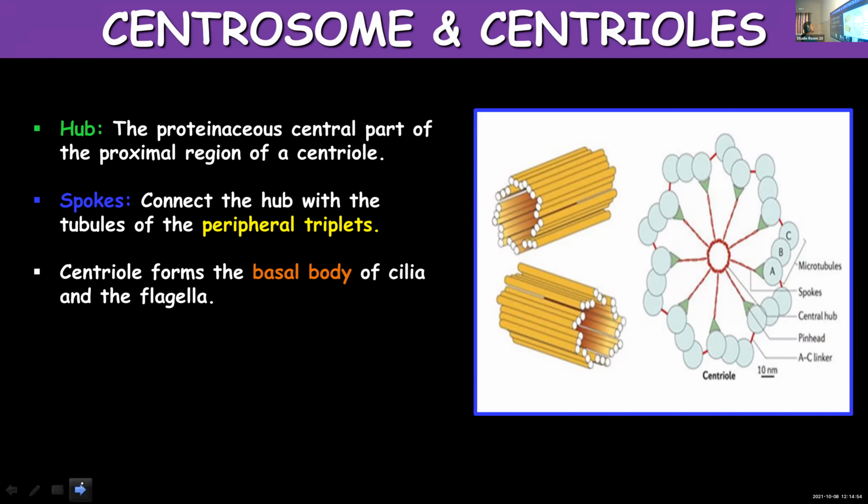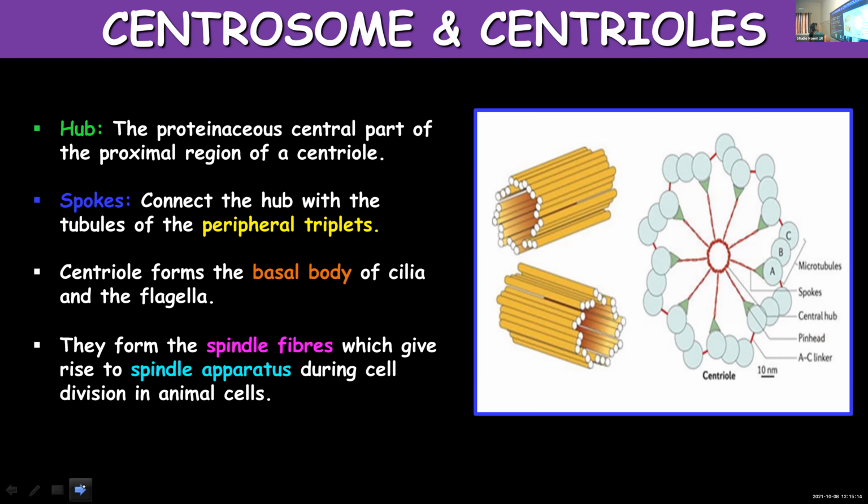Centriole forms the basal body of cilia and flagella. When we learned about cilia and flagella, I told you that both of them arise from a basal body. So the centriole acts as the basal body from where cilia and flagella are formed. The other function I already mentioned: these are the structures from where spindle fibers are produced.